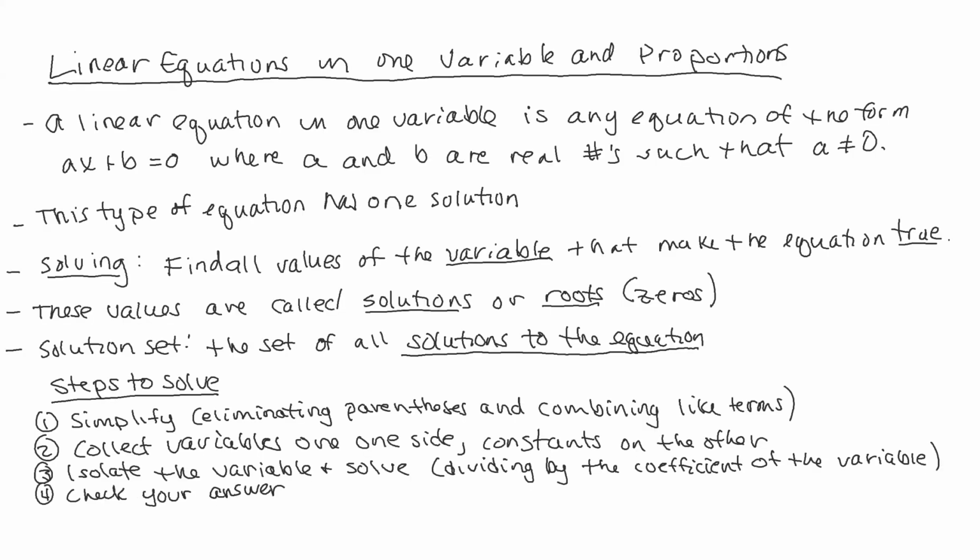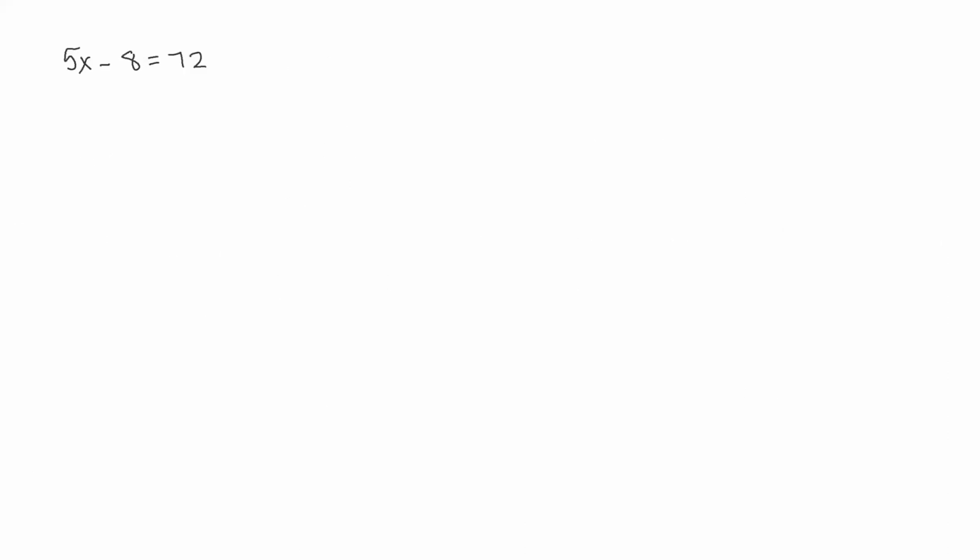Okay, so let's look at some examples. Our first example is 5x minus 8 equals 72. This is a pretty easy example. It's only going to take us a couple of steps and we'll have the solution. But basically, our goal, if we go back to the previous screen, we want to simplify by eliminating parentheses and combining like terms. Well, we don't have any, okay? We don't have any parentheses to get rid of. If you look at the left-hand side of this equation, everything's combined. The right-hand side, everything's combined.